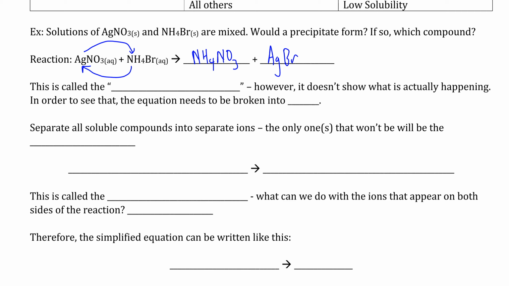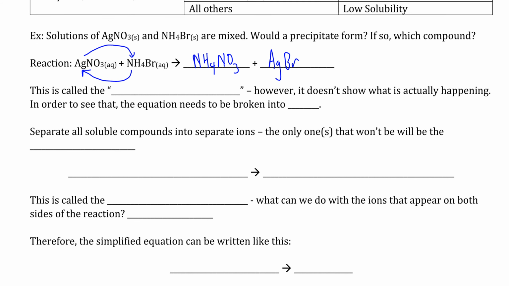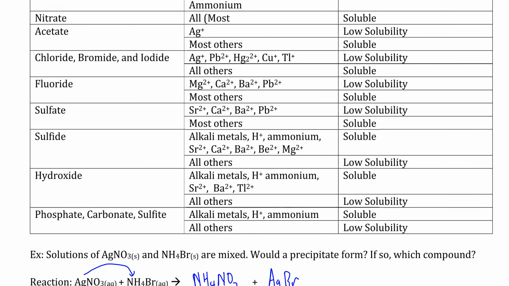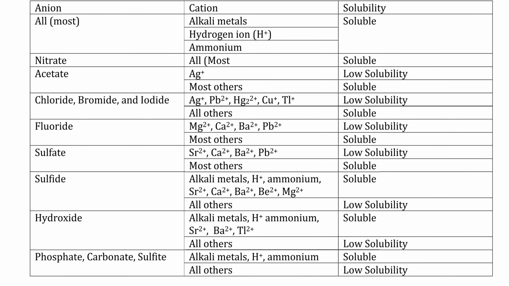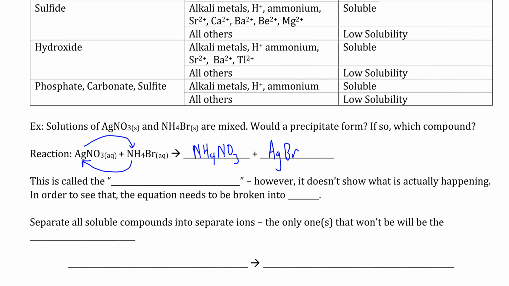Now that we have our products, we need to use our solubility table in order to predict which one will dissociate and which one will form the precipitate. We can see that pretty much all nitrate compounds are fully soluble in water, but if we look at bromide here, we see that silver falls in the poorly soluble category, meaning that ammonium nitrate is going to dissolve, so we can write aqueous here, and silver bromide is going to be our precipitate.